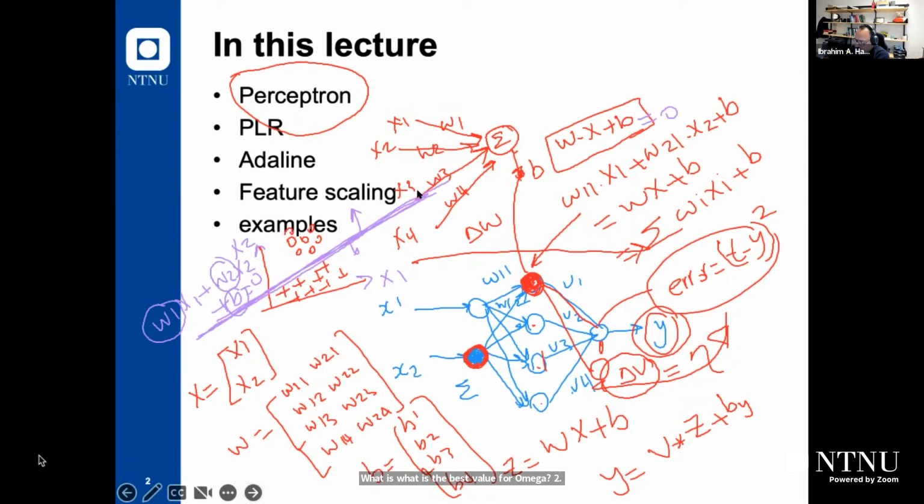Omega 1 and omega 2, in fact, determine the slope of this line. So when you change omega 1 and omega 2, you will change the slope of this decision line. So for some values, the line will look like this one. If you change the slope, maybe you will get another line like this one. And of course, you will have an endless number of lines. So what is the best combination of omega 1 and omega 2? This is the question, in fact. So we need to answer this question. What is the best value for omega 1 and omega 2?